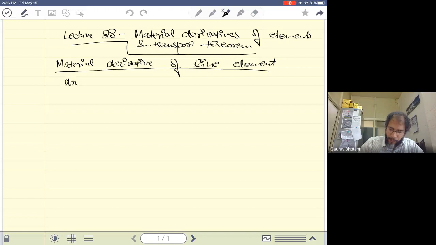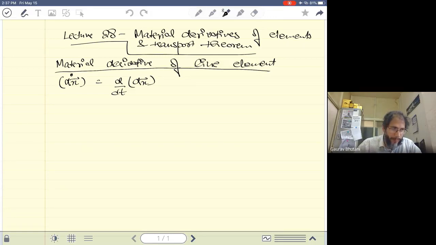So let's take a small vector dx. Remember that dx denotes a vector in the Eulerian or the spatial coordinate system. So in the room coordinate system, we have a small vector dx, which you could think of as the vector joining points p and q. What we're interested in is the material derivative of that, that is d by dt of this dx. So as time goes on, what's the time rate of change of this vector dx? It may be rotating, it may be stretching, it may be doing both.